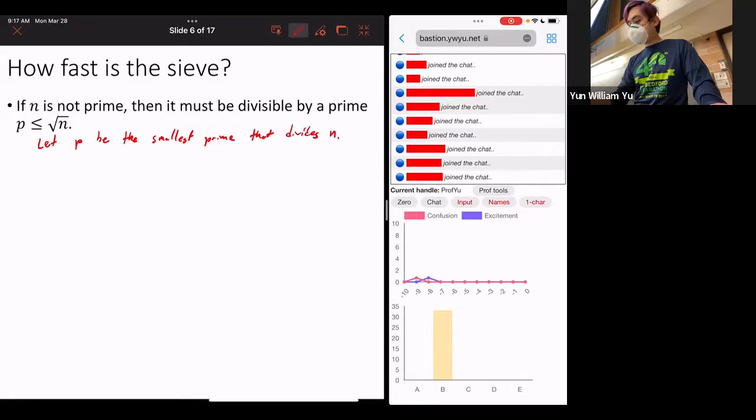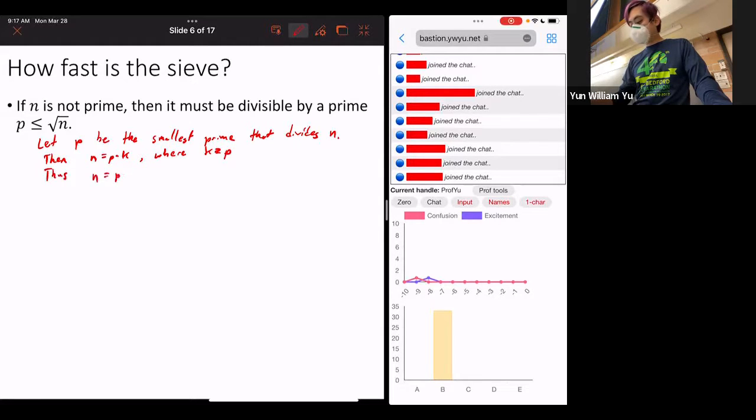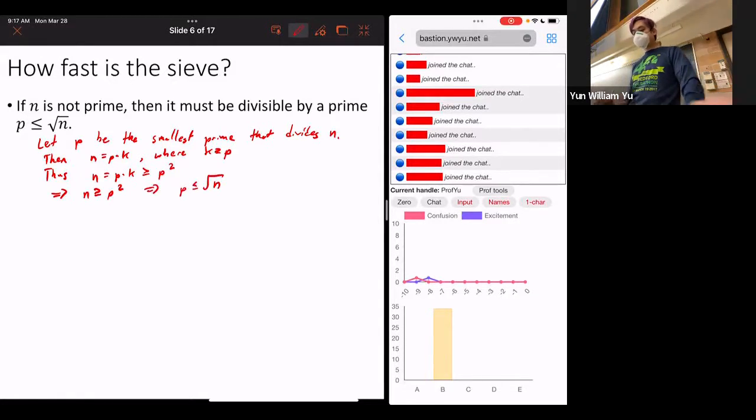Okay. Well, then we know let n is equal to p times k, where k is greater than or equal to p, right? Because p is the smallest prime, and so when you break it up, clearly k has to be greater than or equal to p. Well, then we just plug that in. So n is equal to p times k, which is greater than or equal to p squared. Because if you substitute p for k, it's going to be something that's smaller. Which implies that n is greater than or equal to p squared, which implies that p is less than or equal to the square root of n.